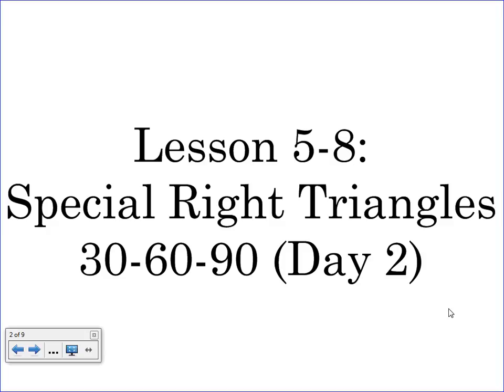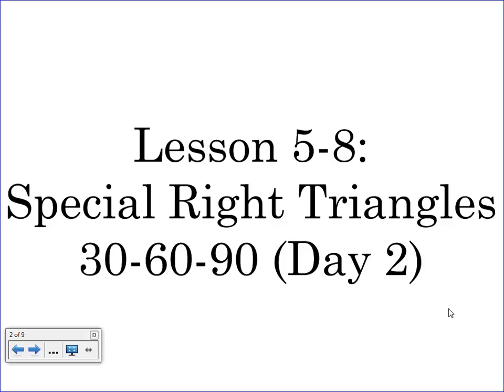Today's lesson 5.8, day 2. Yesterday we talked about special right triangles that were 45, 45, 90, where the legs were the same length, and if we knew the length of the leg, we could multiply it by the square root of 2 in order to find the hypotenuse, or if we knew the hypotenuse, we could divide by the square root of 2 in order to find the length of the legs.